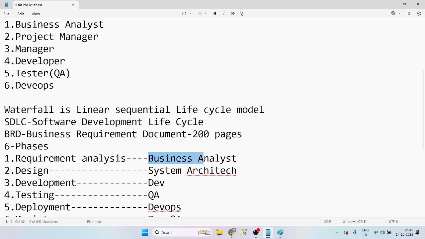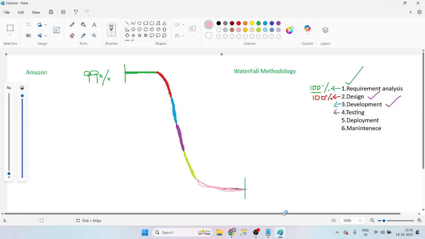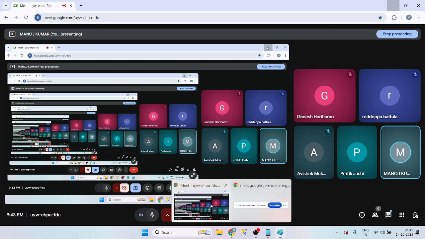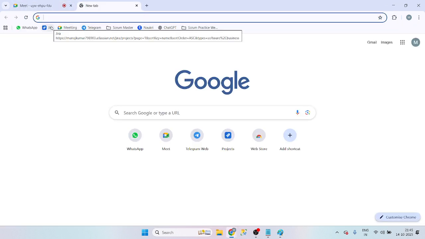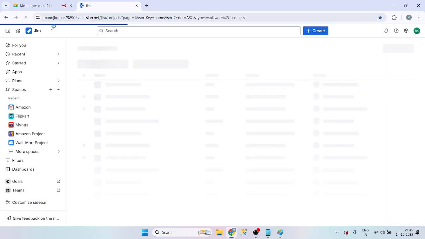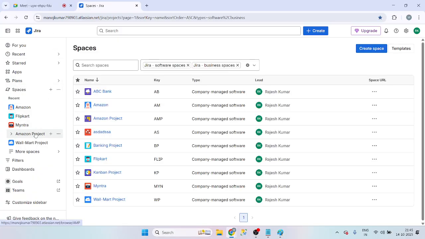Now this documentation will be given to the business analyst. What will the business analyst do? The business analyst will read the documentation and he will prepare the requirements. Manoj, I can't understand what a requirement is. A requirement is nothing but a ticket in the Jira tool, and we work on that ticket.